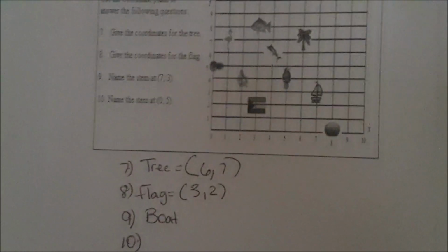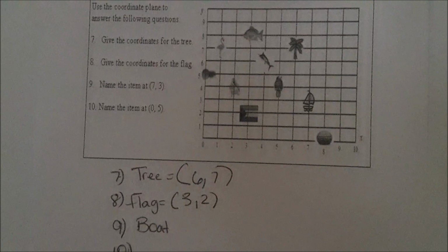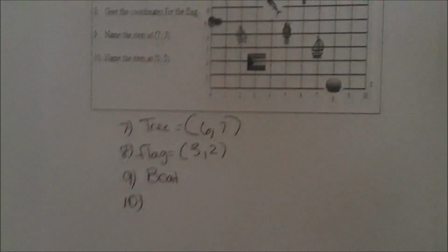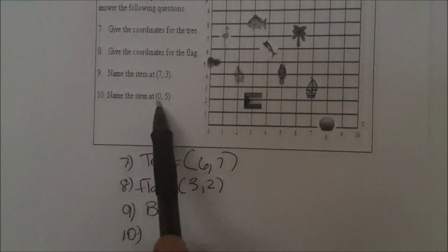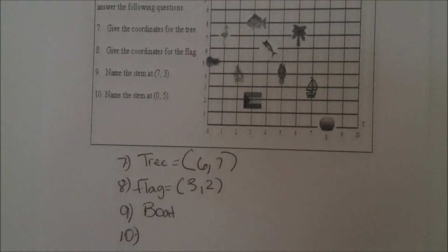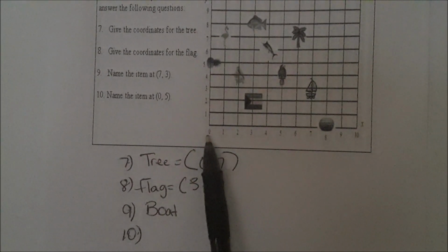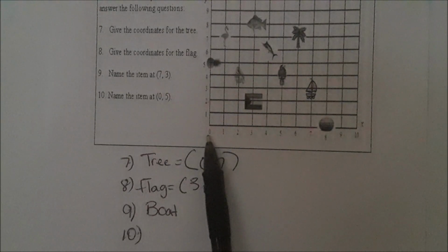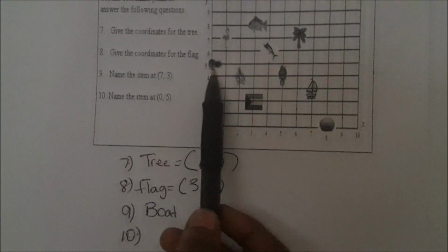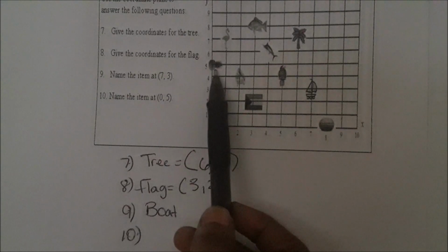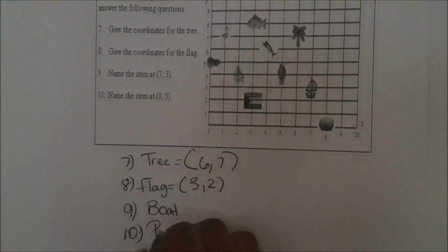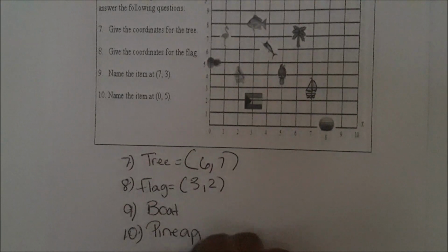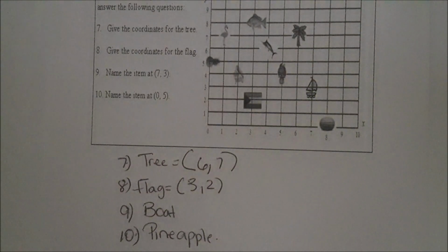Finally, number 10 states that we should name the item at the coordinate 0, 5. The first number, 0, is on the x-axis. Okay? Now we go to the y-axis, 5, which shows us the image of a pineapple. They want us to name the item, so we will put pineapple. And that is it. Okay, very good, Precious.